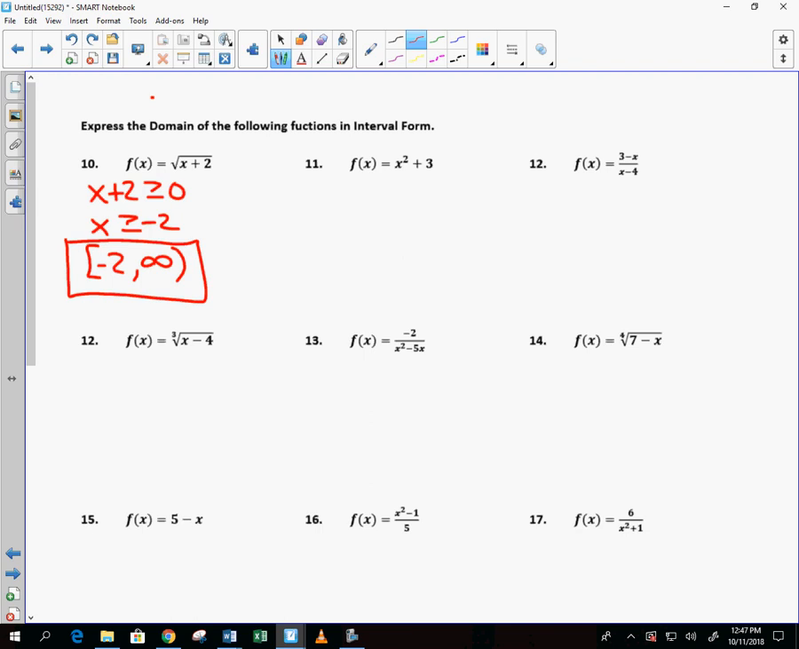X squared plus 3. It's just a polynomial. What's the domain of a polynomial? -infinity to infinity. All real numbers. Uh-oh, for number 12, I have a rational function. I can't divide by what would produce 0? So I got -infinity to 4, union with 4 to infinity.